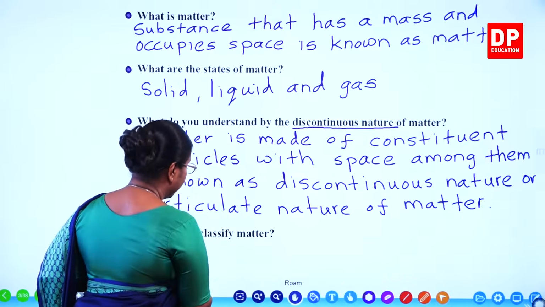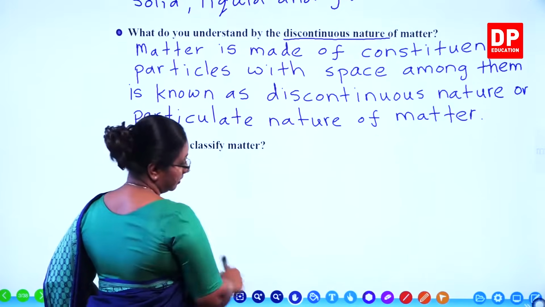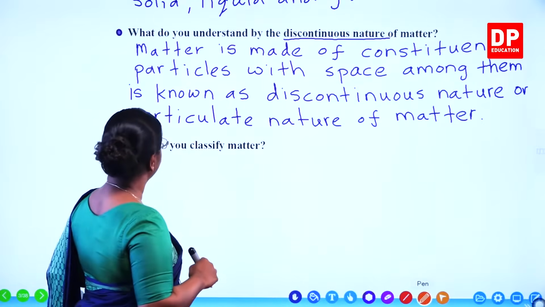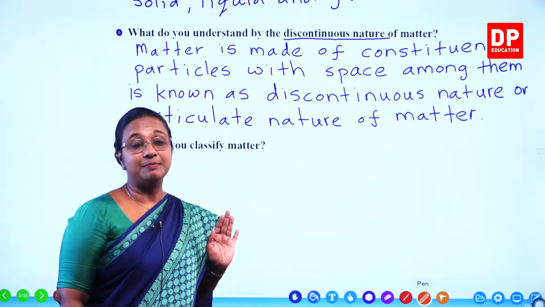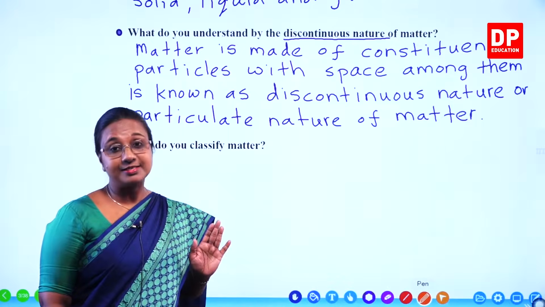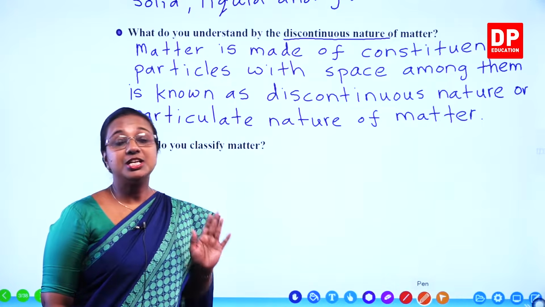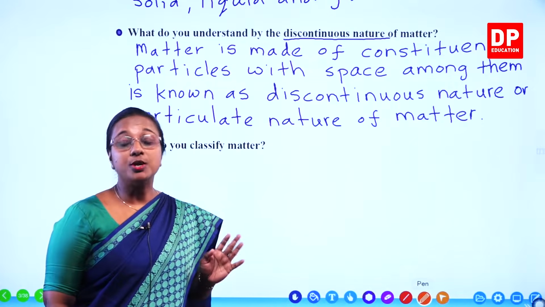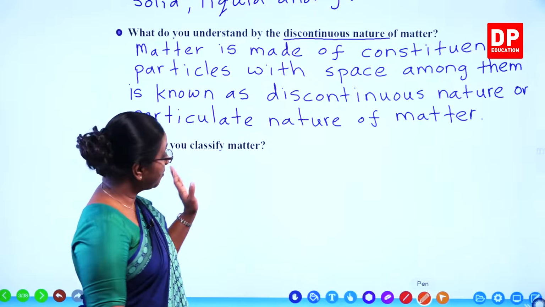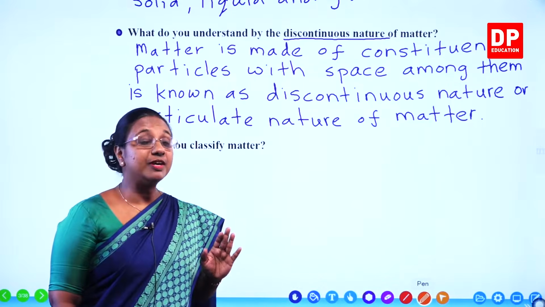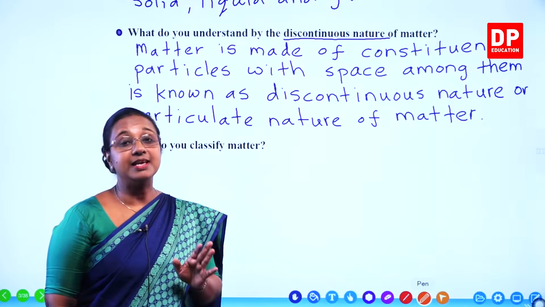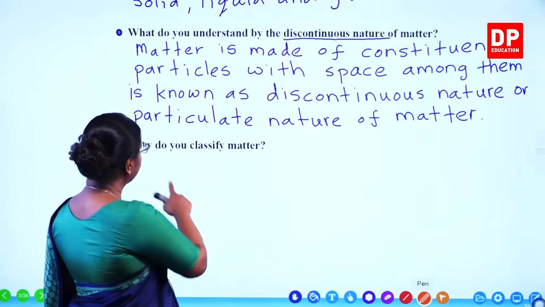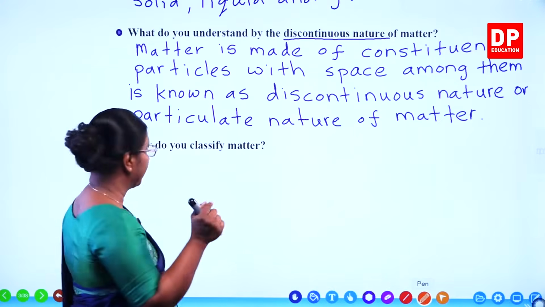And then the main concept of this lesson, how do you classify matter? How did you all classify matter? Initially you classified it as pure substances and non-pure substances. From now onwards, you can also refer to the non-pure substances as mixtures. So that is how you classify matter.